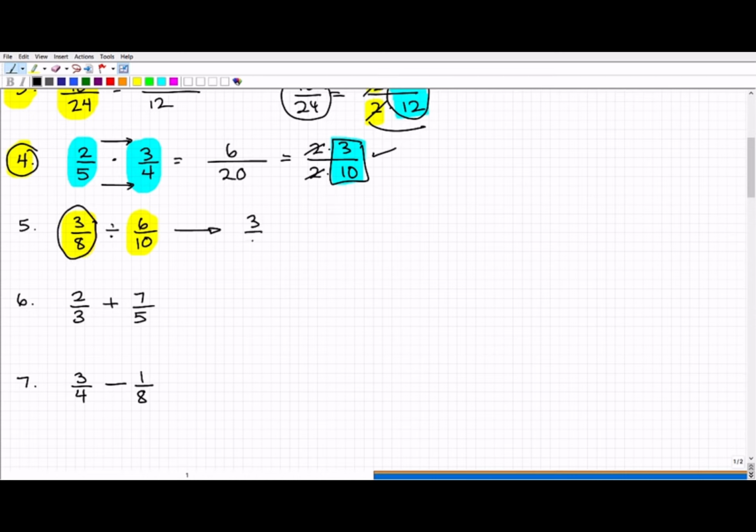So that's 3/8. Now, we're going to change the division sign here into multiplication. Now, here's the deal. In order to change this from division to multiplication, you have to take this fraction to the right of the division symbol and flip it upside down. It's called the reciprocal or inverse. Just flip it upside down. So that's going to be 10/6. So now I have a multiplication problem. So I'm going to do what I did in problem 4. I'm simply going to multiply the respective numerators and denominators.